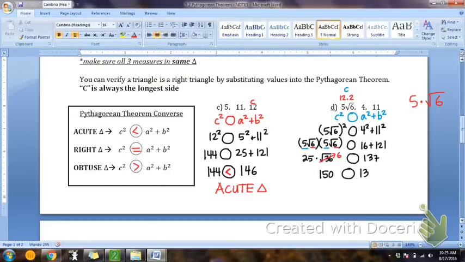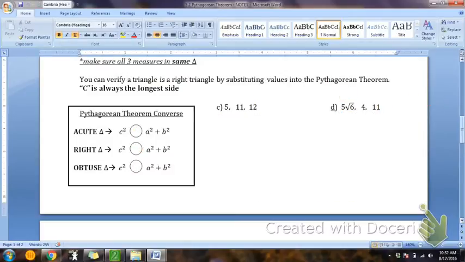Okay, so I have 150 something 137. What do we know about 150 in comparison to 137? Excellent. It's greater than. So if this is greater than, what kind of a triangle is this? Perfect. Put your symbol there too for obtuse triangle, please. Okay, any questions on this first page? Okay, let's flip it over to the back.